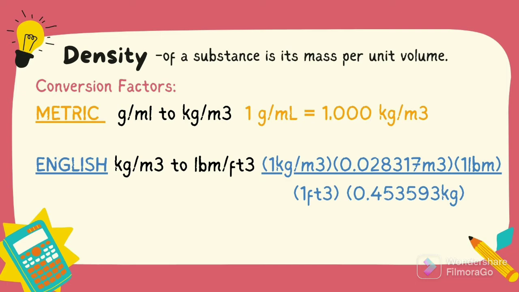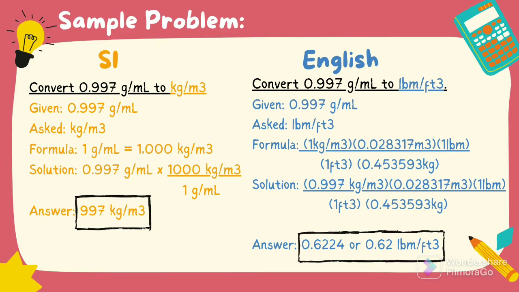And to convert density into English unit, we can use the formula kilogram per cubic meter to pound mass per cubic foot. So, its formula will be 1 kilogram per cubic meter times 0.028317 cubic meter times 1 pound mass divided by 1 cubic foot times 0.453593 kilogram. Let us have the sample problem.